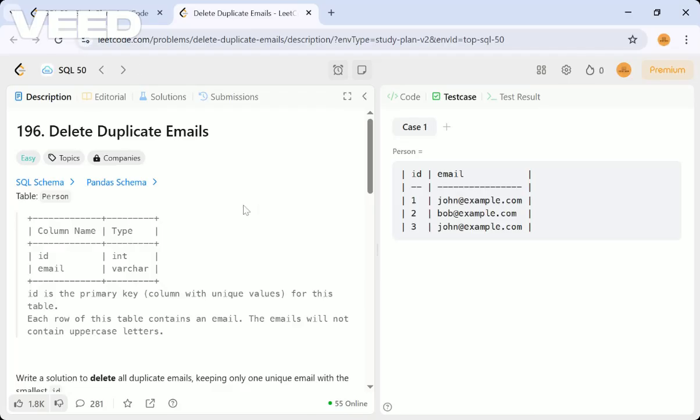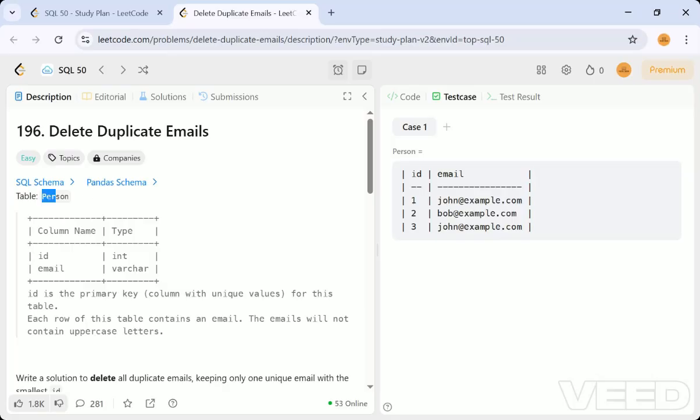In LeetCode you will find so many problems. This is SQL 50, which is the study plan we have chosen, and we are trying to solve these problems. Otherwise you will find problems topic-wise like that. You can just explore, and you can open this website in parallel and solve along with us.